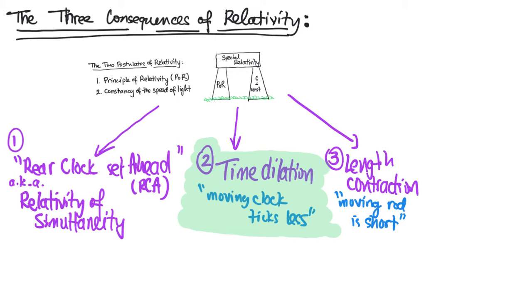Before we dive into time dilation, I want to point out something that's really important. Both consequence number one, rear clock ahead, and consequence number two, time dilation, have to do with clocks. The first, rear clock ahead, has to do with the reading on two different clocks that are at different positions in a moving frame. The second, time dilation, has to do with the rate that clocks tick. So I want to draw a little diagram and make sure we're clear on the distinction between the two. After we're clear on that distinction, we will derive time dilation.